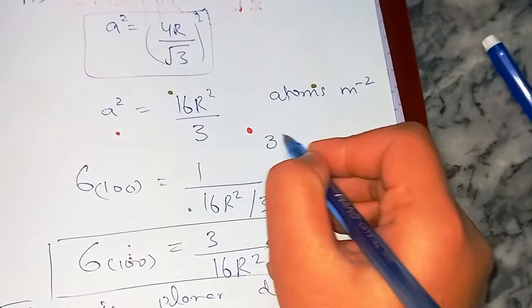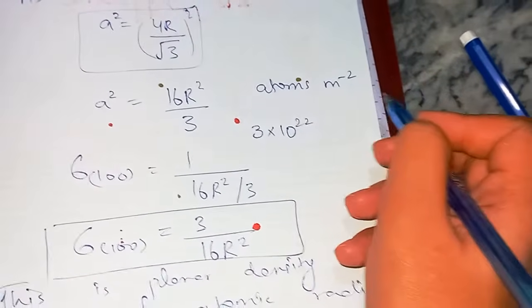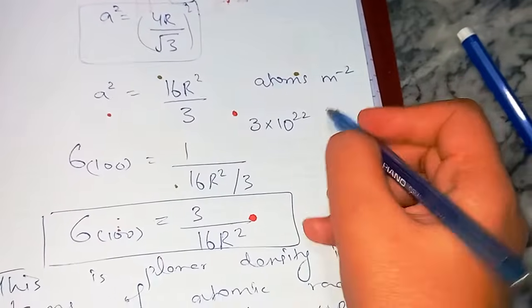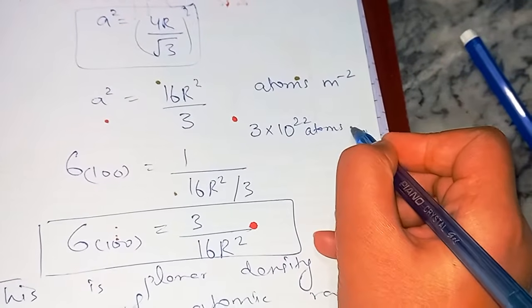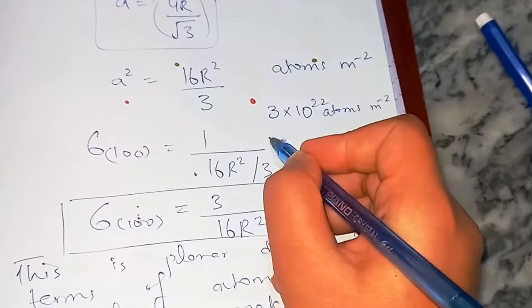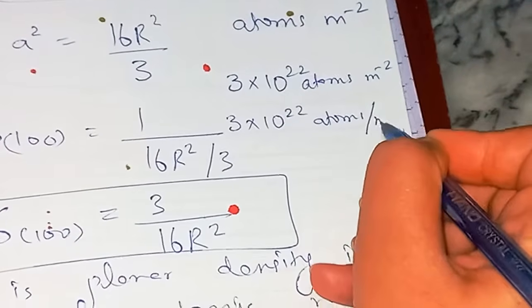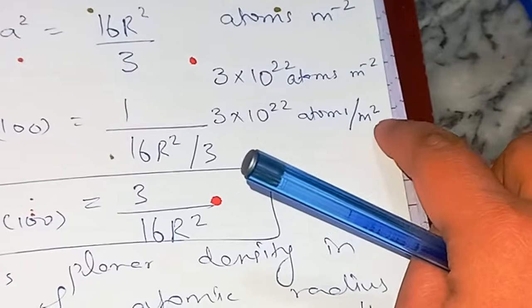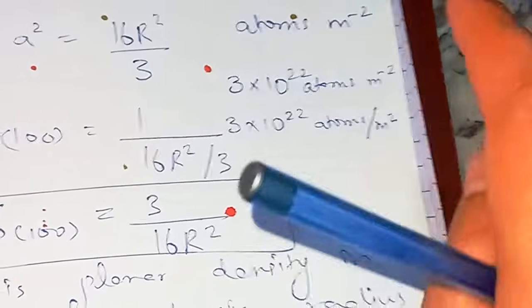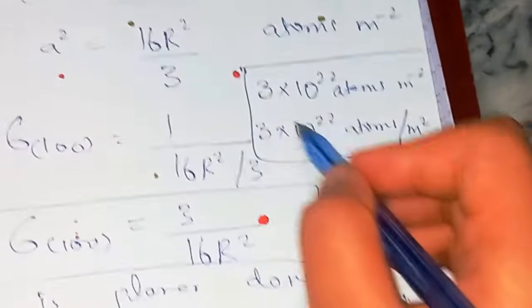So for example, you got 3 multiplied by 10 to the power 22 as a result. How are you going to write the units? Here you'll write atoms, then space per meter square. You can also write it like that, atoms slash meter square. Slash means meter square is in the denominator. Okay, so that is it.